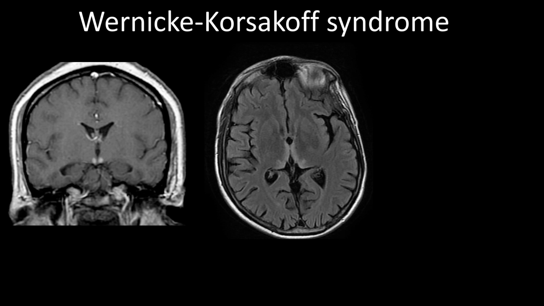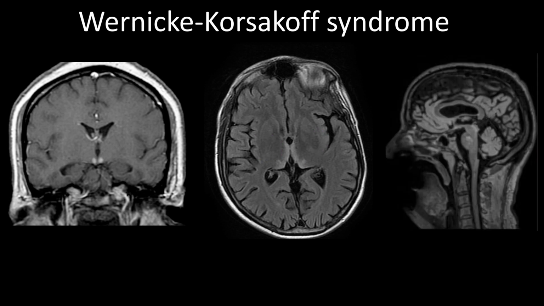You can see in this coronal MRI the abnormal signal changes in the mammillary bodies, but also in the transverse view you can see pathology in the mediodorsal nucleus of the thalamus, and in the sagittal view you can see pathology at the periaqueductal region and in the pons.